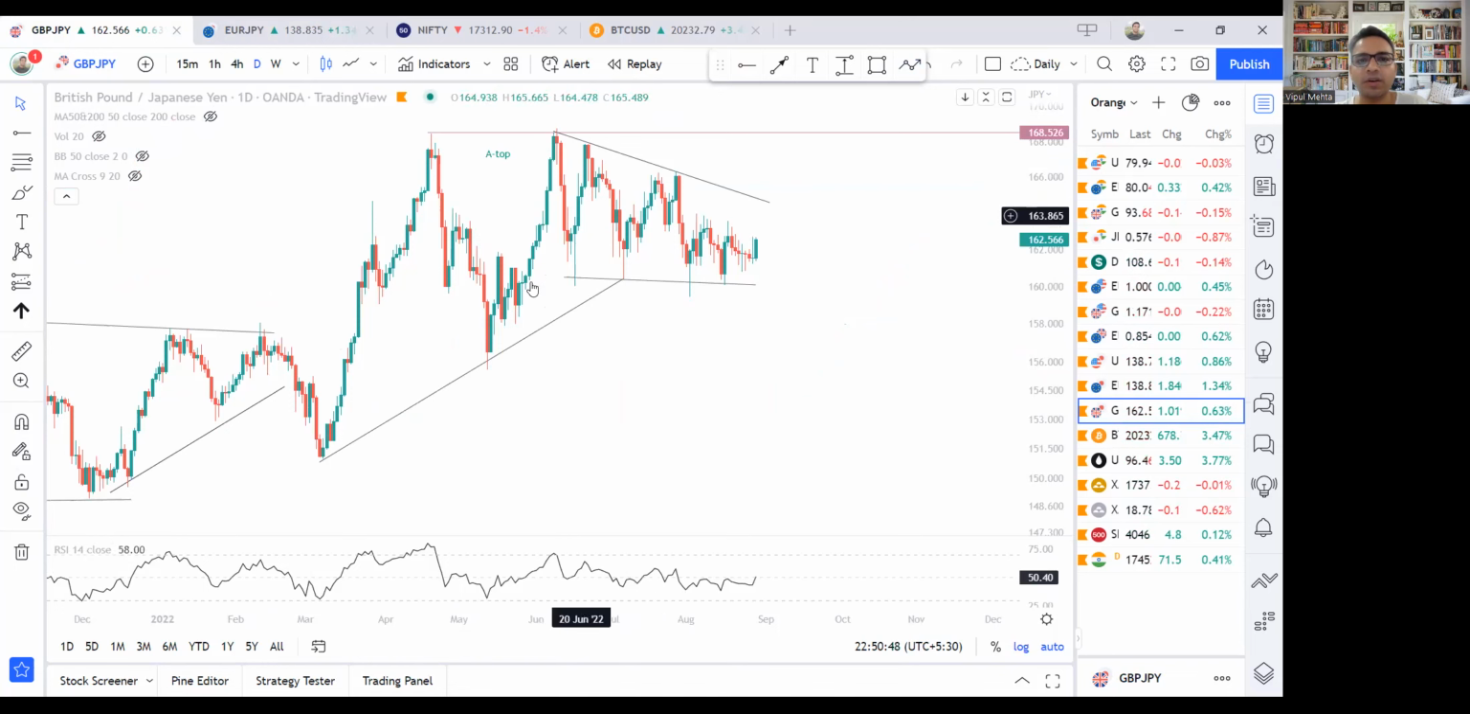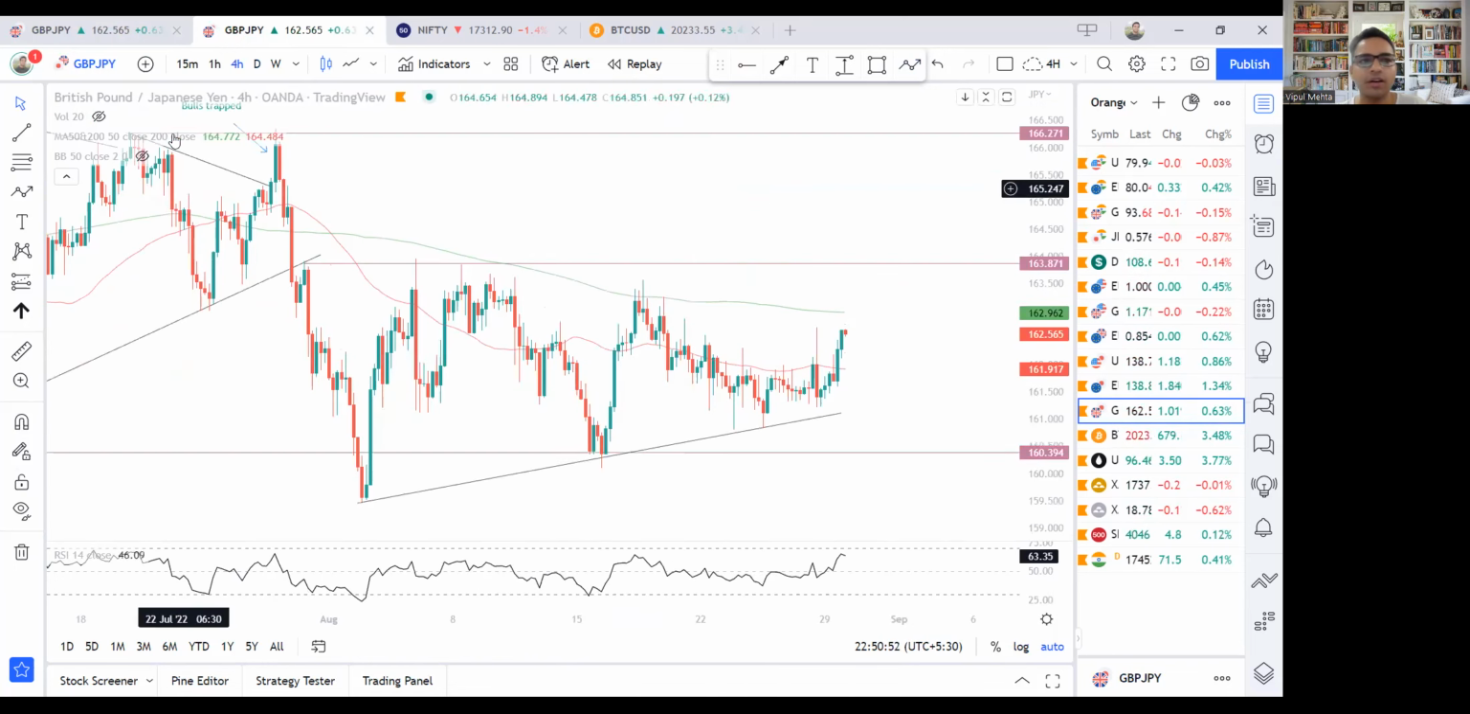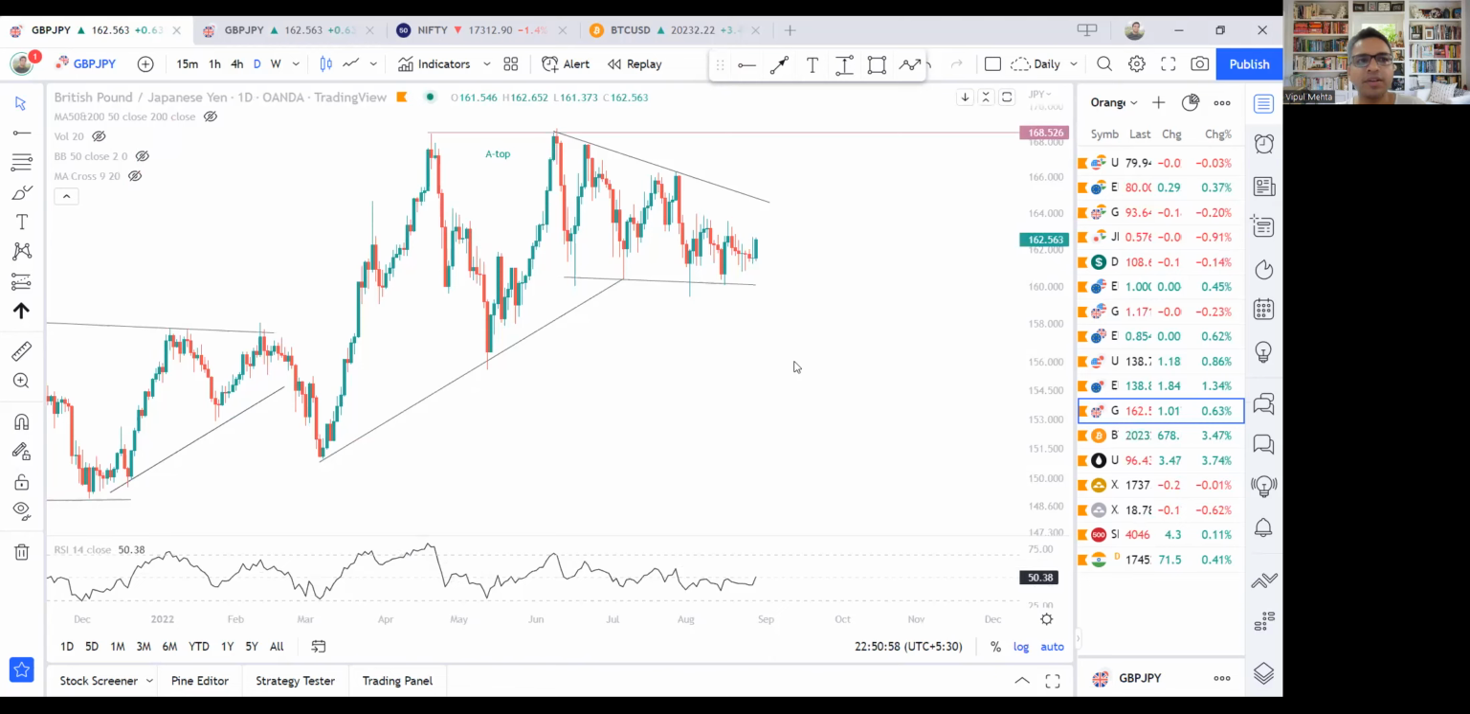Looking at the pound yen, it is stuck here. There's not much in pound yen. In fact, the same is the case here as well. Although this is bullish, there's no clear buying opportunity.